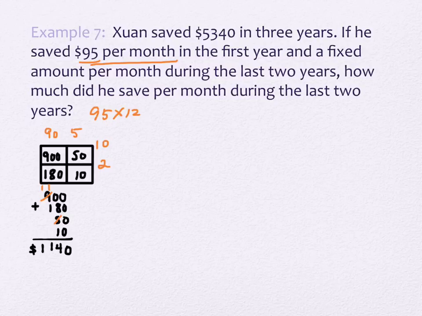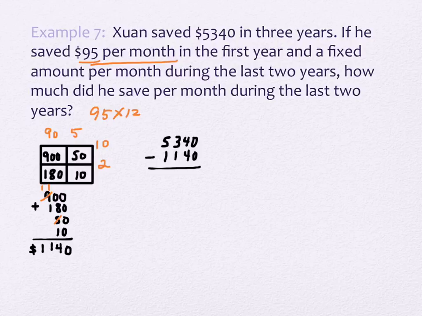So in the first year, it was 12 months, the first year of this savings plan, he saved $1,140. So overall, though, he saved $5,000 something. So during the first year, he did not save, like, a third of the amount. So let's figure out how much more he saved in the last 2 years. So this is 5,340 minus his 1140.